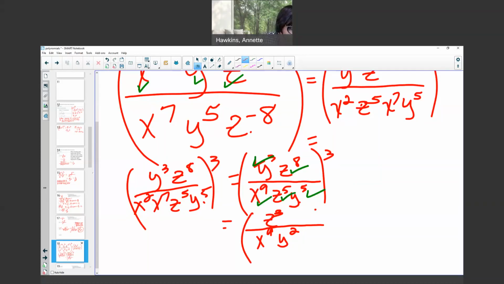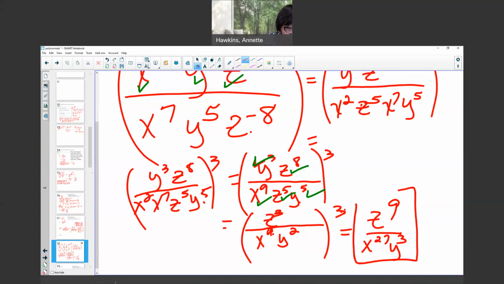Okay. We have cleaned up the inside using the product rule and the quotient rule, and now I'm going to use the power to a power rule. 3 times 3 gives me 9. 9 times 3 gives me 27. 2 times 3 gives me 6. And so this is our answer.